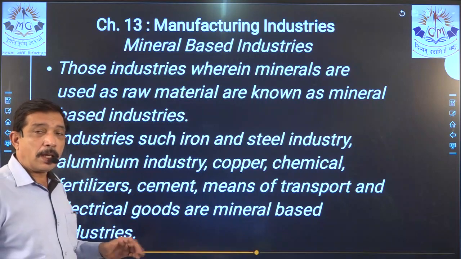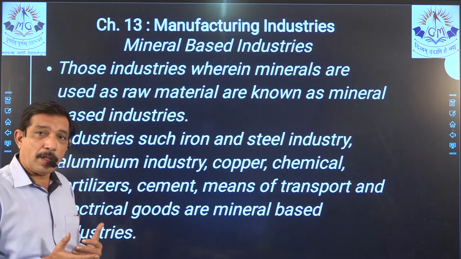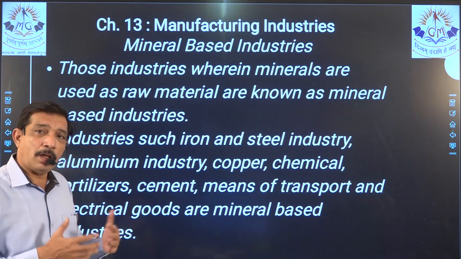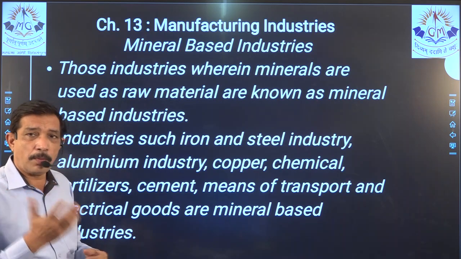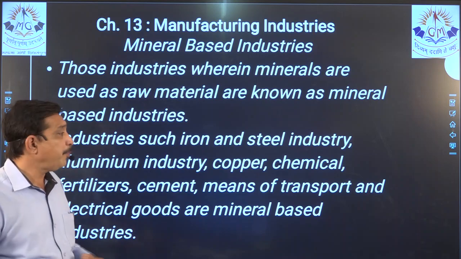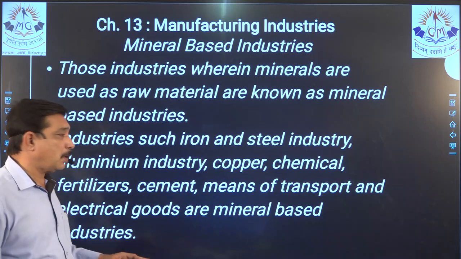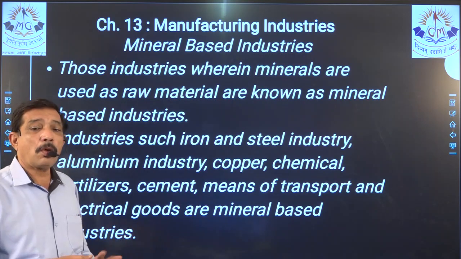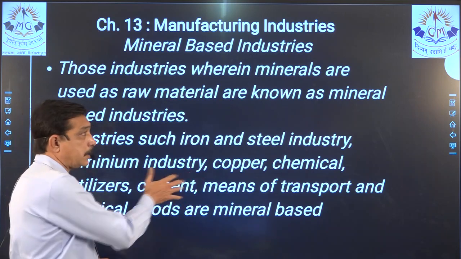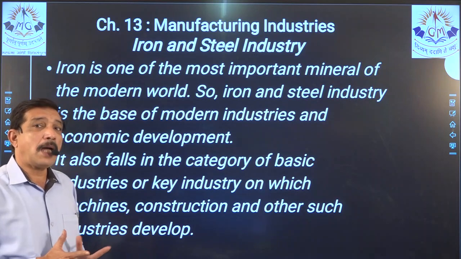Aluminum industry, right, aluminum ore is then refined, we get aluminum. From aluminum we can make alloys to make cars. Yes, lots of machine parts up to planes, etc., are made of aluminum. Copper, chemical, fertilizers, cement, means of transport, that is the vehicles that we have, and electrical goods, all are mineral based industries. Now, out of that, we are going to learn iron and steel.